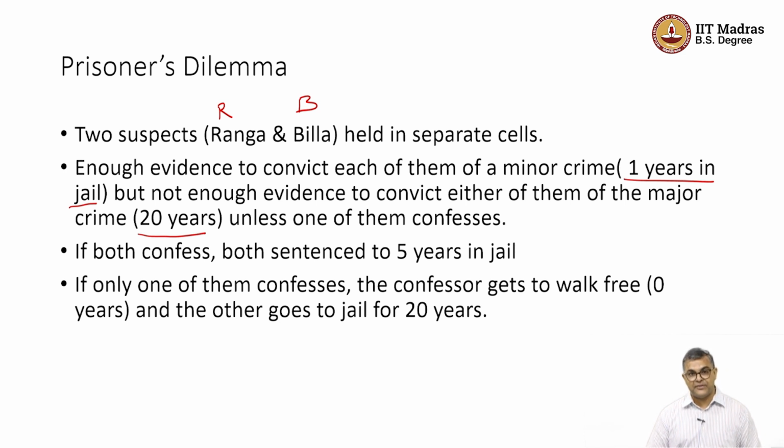If one of them confesses, then it becomes certain that they were involved in the crime and one of them would get 20 years. If both confess, both get a reduced sentence of 5 years only. If only one of them confesses, the confessor gets to walk free, because he has become a government witness. So, no punishment for him, but the other goes to jail for 20 years.